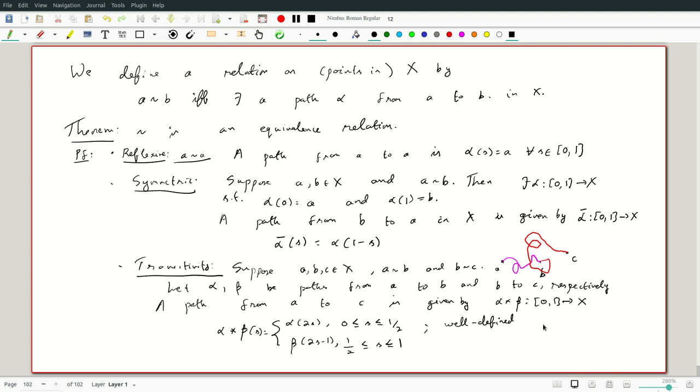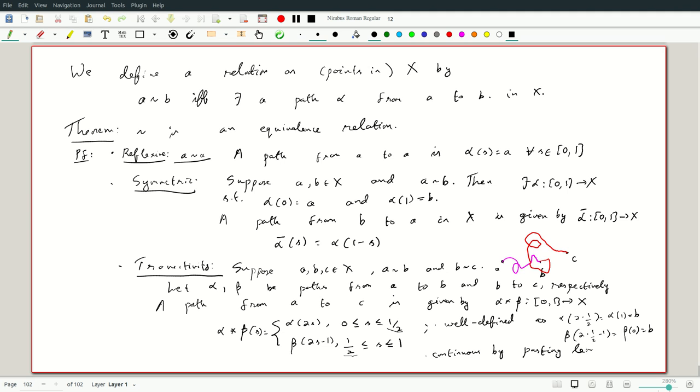Why is this well defined? Well, there's only one overlapping point, half, as alpha of 2 into half is alpha of 1, which is B, and beta of 2 into half minus 1 is going to be beta of 0, which is also B. So this formula is actually well defined, and now once you know it's well defined, it is continuous by the pasting lemma.